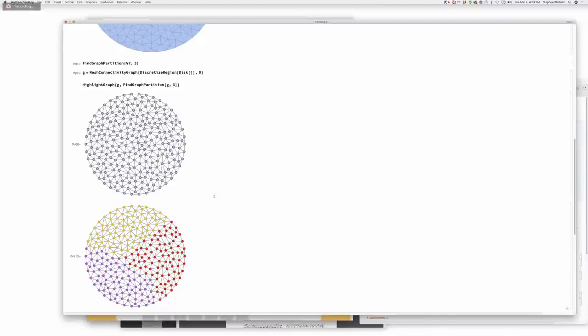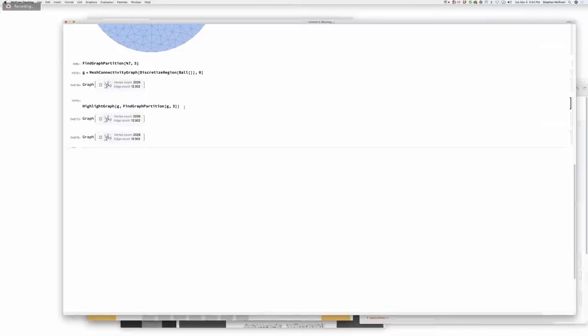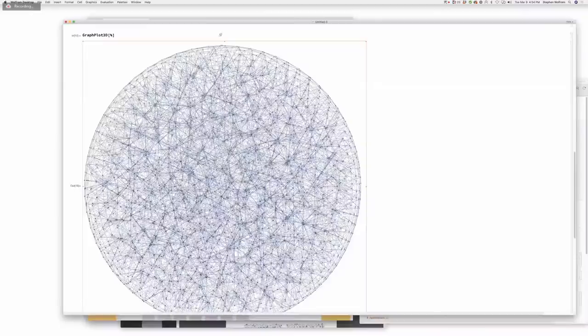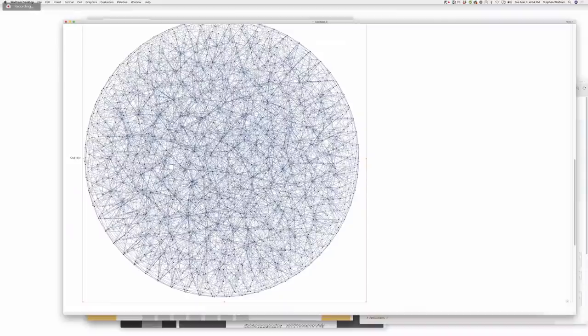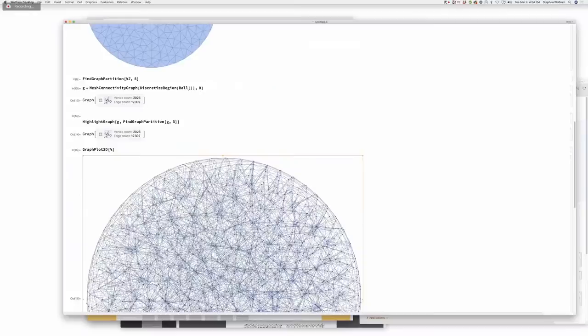So to what extent could I solve the Kelvin problem by doing graph partitioning on a discretized sphere or ball? If I do highlight graph for that, what happens? Do I have to say GraphPlot3D or something? It's only 2,000 vertices. Oh, I see. So I've got certain regions on the sphere, right? Roger, is that right? They look like they have different colors. Yes, they do.